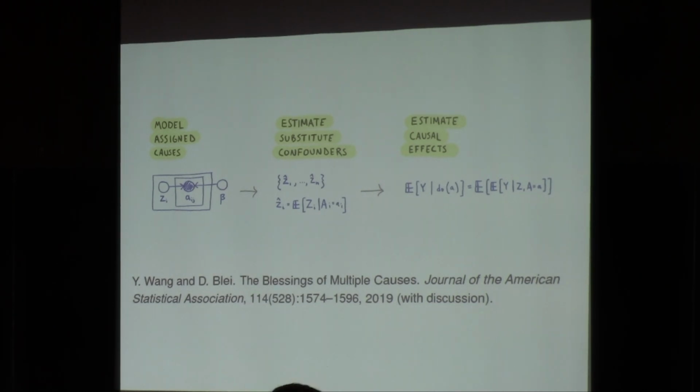Why did we call it the blessings of multiple causes? Maybe it's too flowery, but the reason is this. With one cause, if I only had one actor in the world, we can't do anything. The point is that it's the multiplicity of causes that's giving us the lever that lets us estimate this substitute confounder. But did people not know how to handle it, or was there no approach to handle multiple causes? I'm trying to understand this.